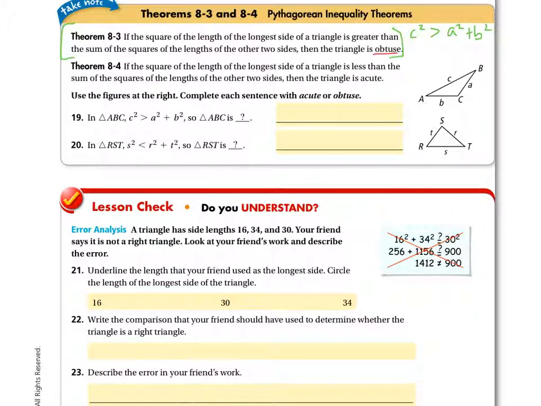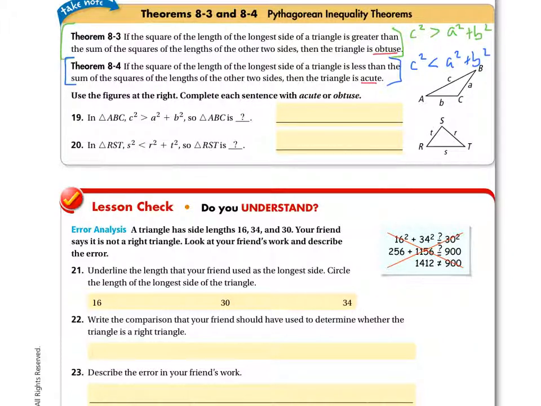Versus this one here, it says if the square of the length of the longest side is less than, so if C squared is less than A squared plus B squared, the sum of the squares of the lengths of the other two sides, then the triangle is acute. So I can tell, and this is any triangle, by the way, any triangle. It's not just a right triangle, it's any triangle. So we're using a right triangle theorem and applying it to triangles that are not right triangles. So that's important for you to realize that it's any triangle.